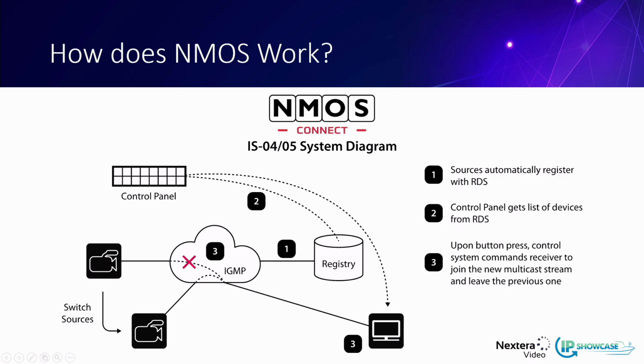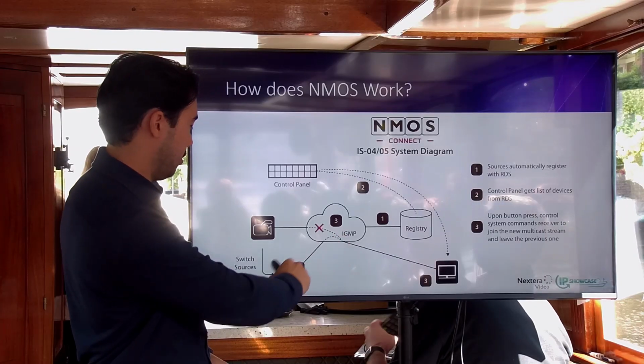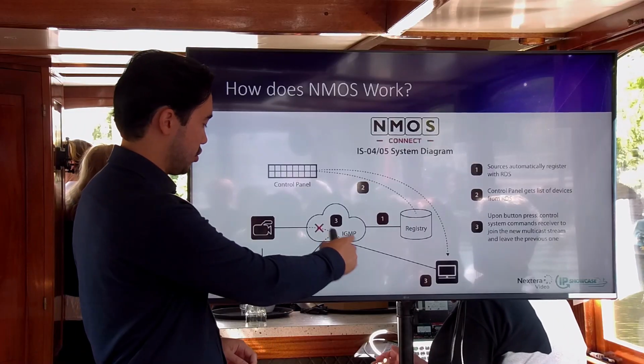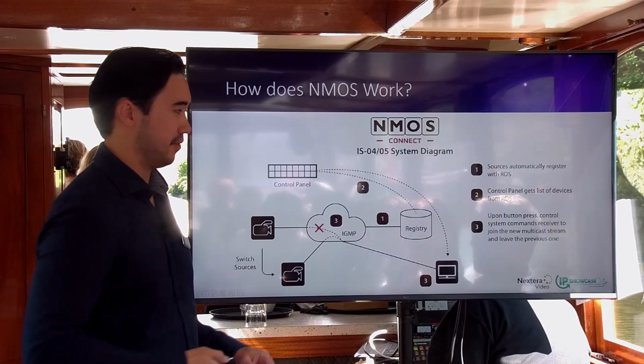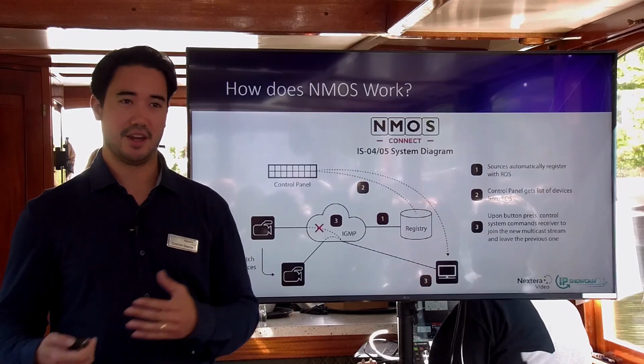gets a list of all your devices from the RDS. So it queries the RDS, and it gets a list of all the devices that are connected to your IP network. And then when the user wants to switch sources and they press a button on the control panel, what that actually does is it queries the registry and it commands the receiver to join a new stream. It uses this IGMP join to join a new stream to switch sources, and then it commands the receiver to leave the previous source. And then that does the seamless switching. That's the source destination take that everyone's used to.